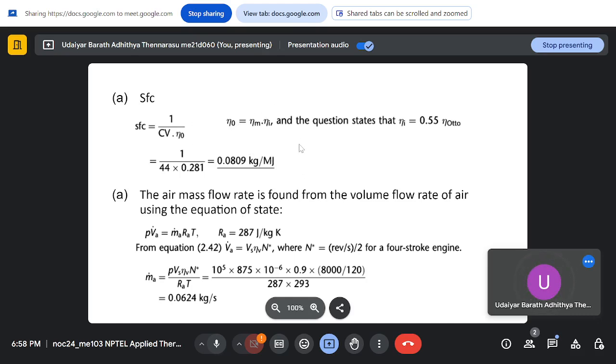So m dot f divided by brake power will give you 1 by CV into overall efficiency. So how much fuel is required to generate 1 kilowatt of brake power? So m dot f divided by brake power will give you SFC, or specific fuel consumption.